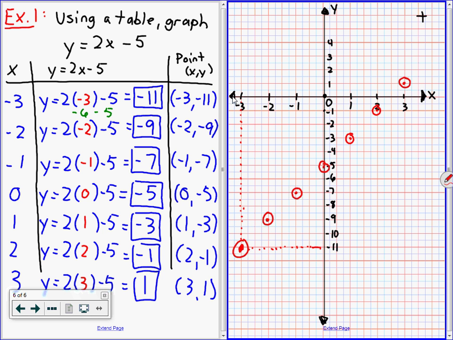Anything to add to that, Mr. Moore? No, so sometimes you mix your X and your Y up, or you mix up your table values with a negative something.